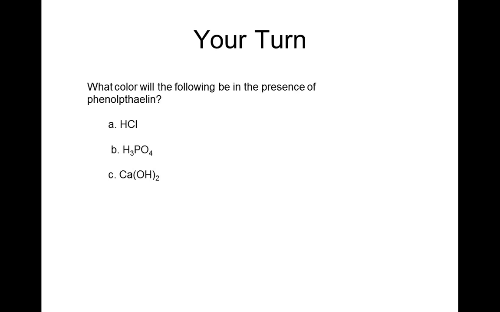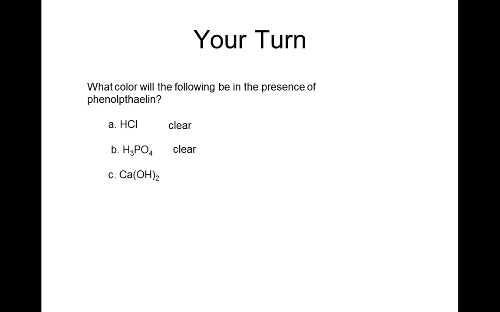So let's do a quick question right here with your partner. What color will the phenolphthalein be if it's placed into an HCl solution? Ask your partner real quick, make a decision. Did you say clear? Nice job. HCl is an acid, so it will be clear. How about H3PO4? Do you remember that that's called phosphoric acid? It's an acid, so again, that one is going to be clear.